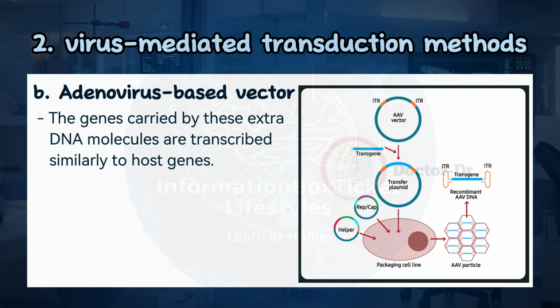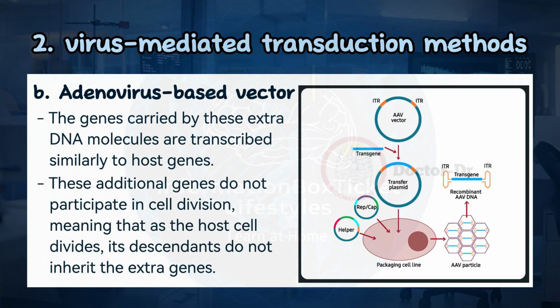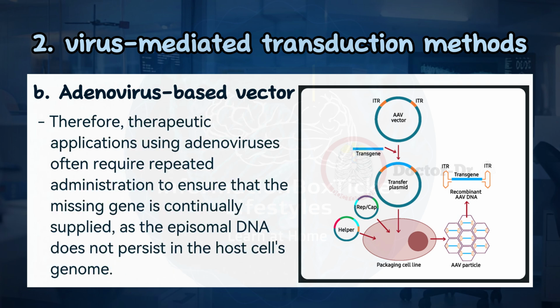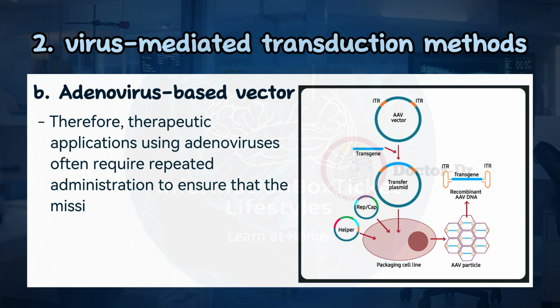The genes carried by these extra DNA molecules are transcribed similarly to host genes. These additional genes do not participate in cell division, meaning that as the host cell divides, its descendants do not inherit the extra genes. Therefore, therapeutic applications using adenoviruses often require repeated administration to ensure that the missing gene is continually supplied, as the episomal DNA does not persist in the host cell's genome.